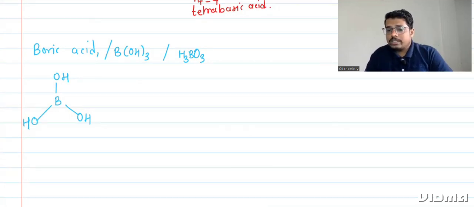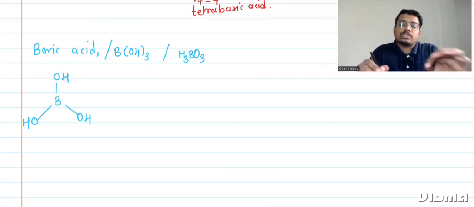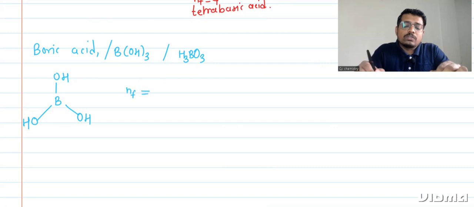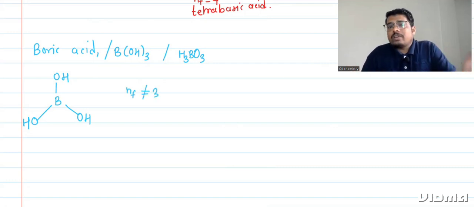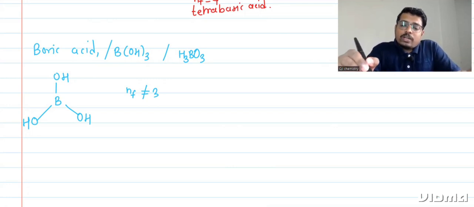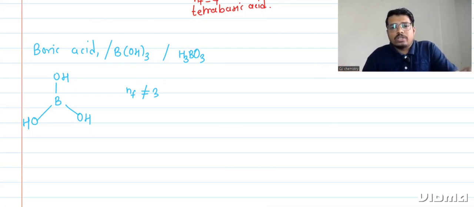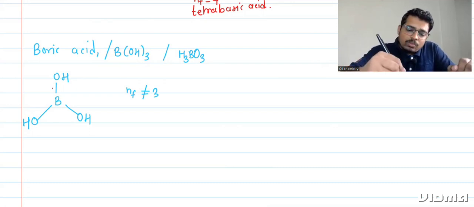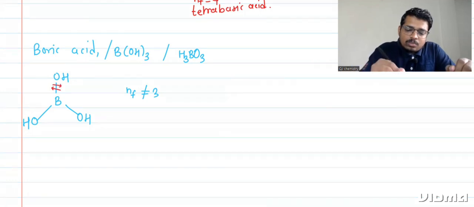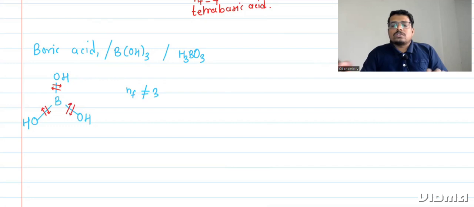So we are expecting its N factor to be 3, but the actual N factor is not equal to 3. Why is its N factor not equal to 3 when boric acid acts as an acid? Let us first find how many electrons are there around the central boron atom in boric acid. There are a total of 6 electrons.